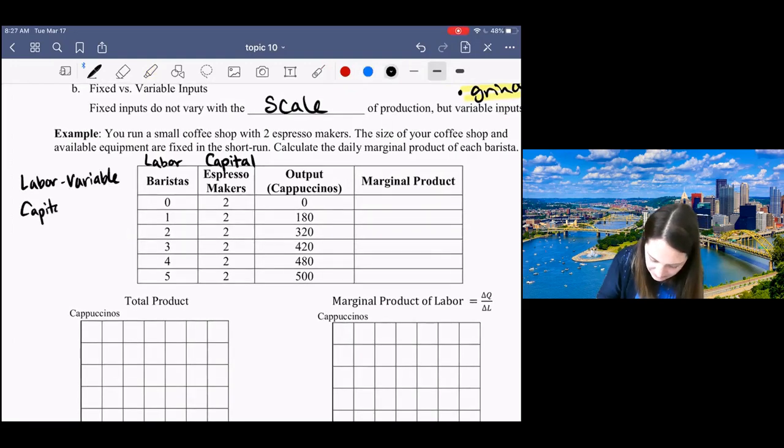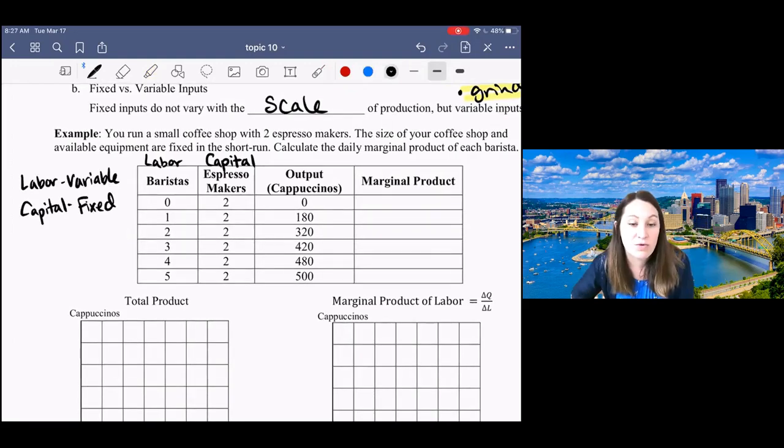The reason for that is because it's more realistic. So if you're running a coffee shop, you probably have different numbers of people coming in on Tuesday and Saturday, and you might staff different numbers of workers to work Tuesday versus Saturday. But probably you have the same number of espresso machines on Tuesday as you do on Saturday. So in the short run, at least, it seems reasonable to assume that capital is fixed and labor is variable.